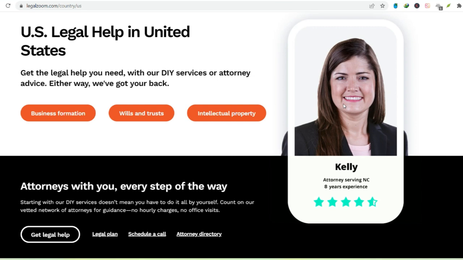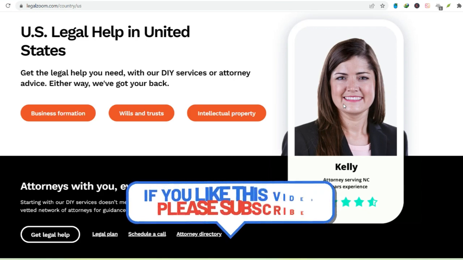Walking explanation. Access your LegalZoom account. Begin by logging into your LegalZoom account via their website. Use the credentials associated with your online banking services.